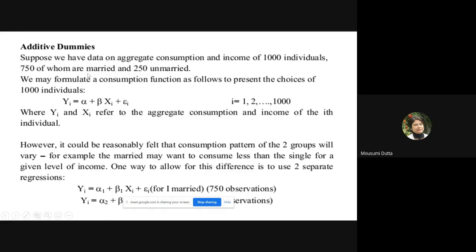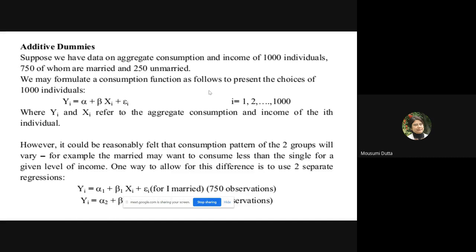So let's first introduce the intercept dummy or additive dummy. Suppose we have data on aggregate consumption and income of 1,000 individuals, 750 of whom are married and 250 unmarried. Among 1,000 individuals, there are two varieties, married and unmarried.